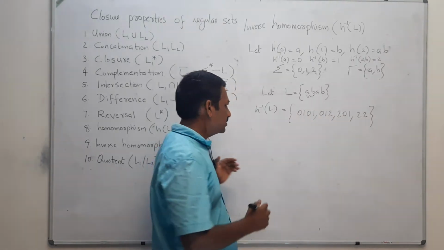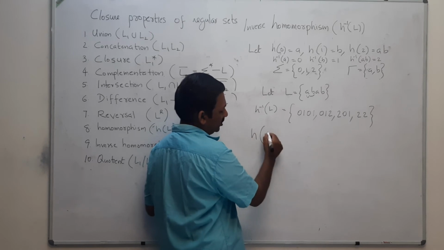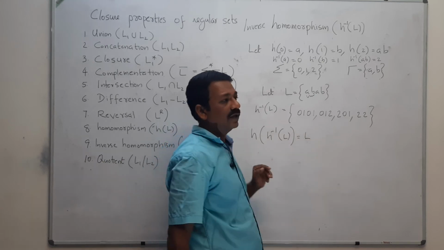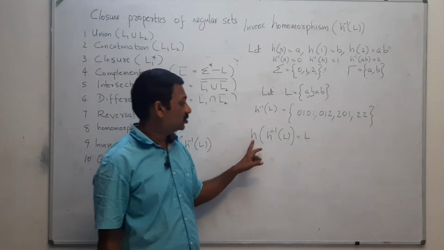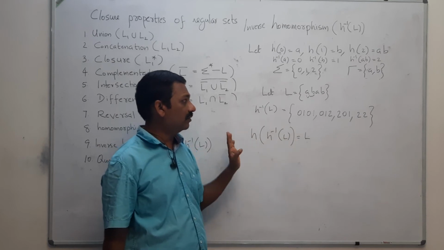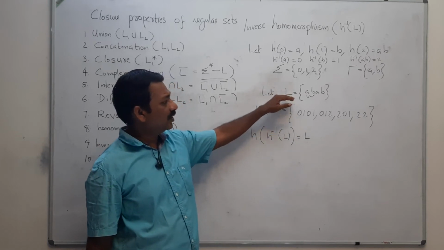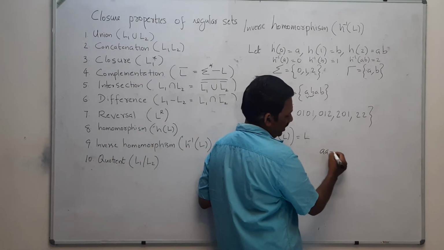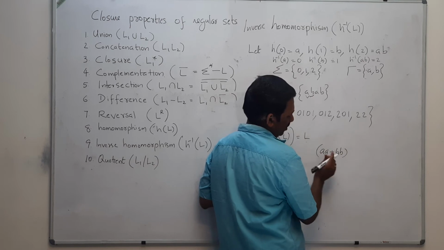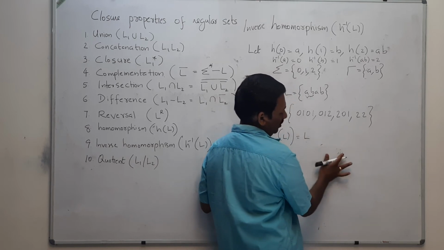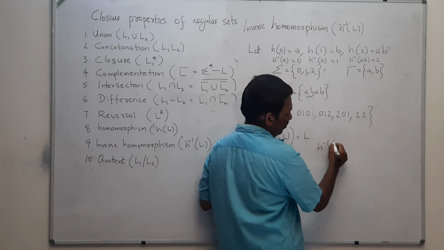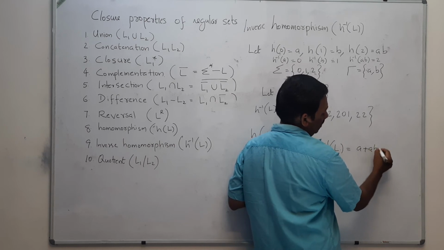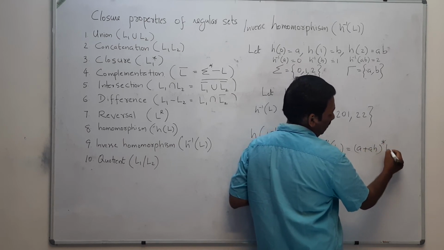Okay, that means here we have another expression: H of H inverse of L is equal to L. That means when you are substituting this, suppose that you have an expression, say H inverse of L, and suppose that represents A or AB star B. What will happen?